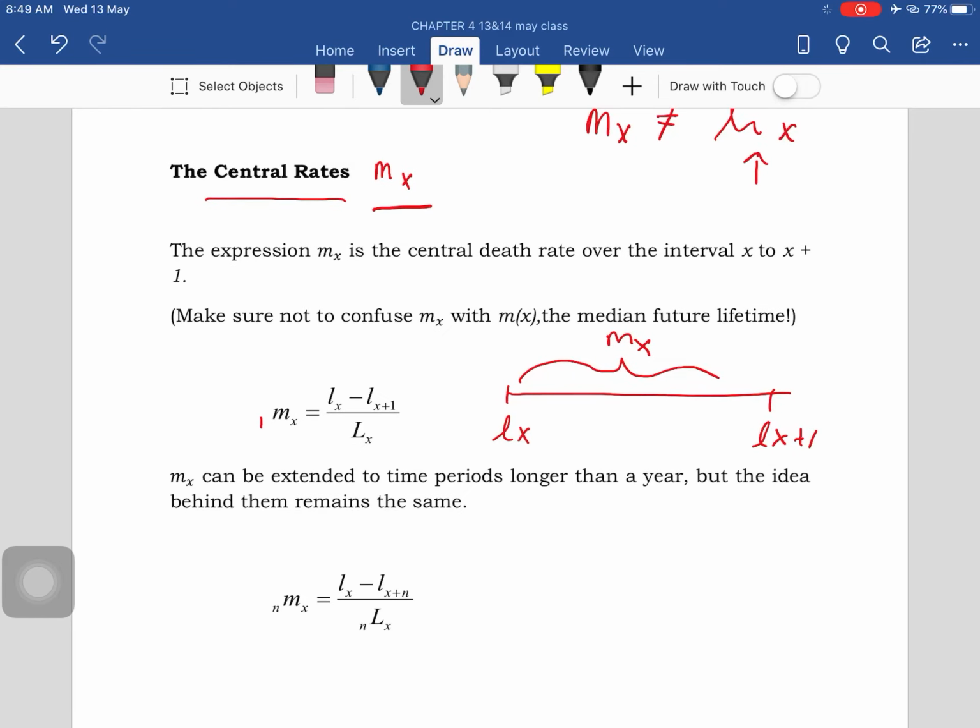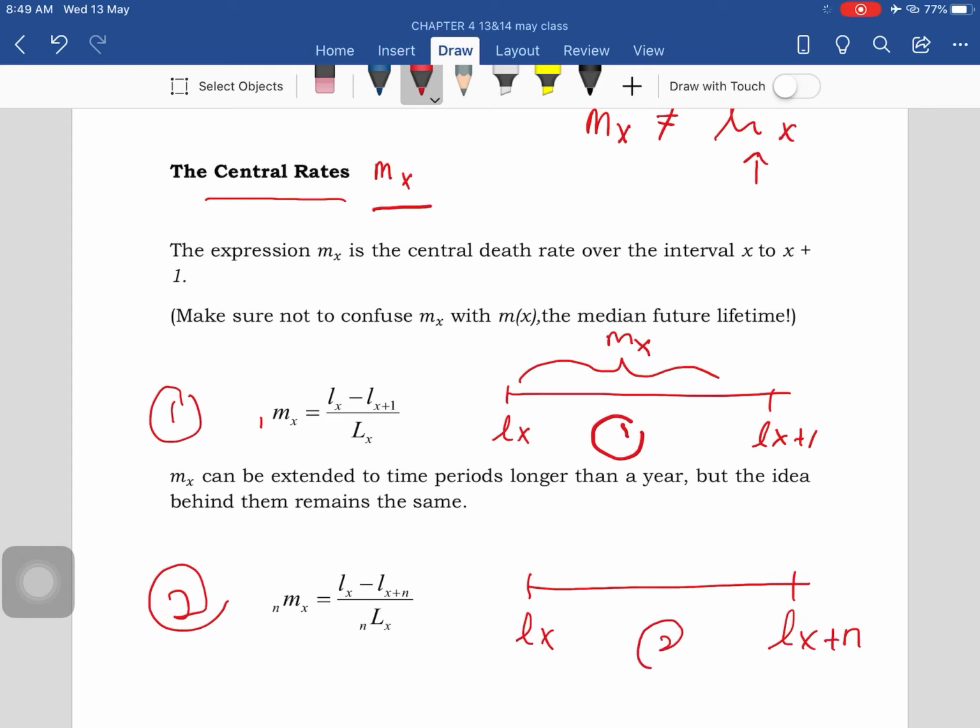However, for the second one, nmx is for the interval from x to x plus n. So this is for one interval, this is for n. So this is n, m, x.